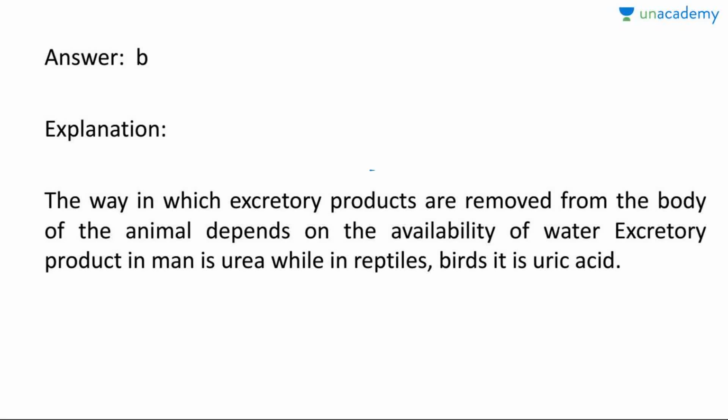So the way in which excretory products are removed from the body of the animal depends on the availability of water, and excretory product in man is urea, while in reptiles and birds it is uric acid.